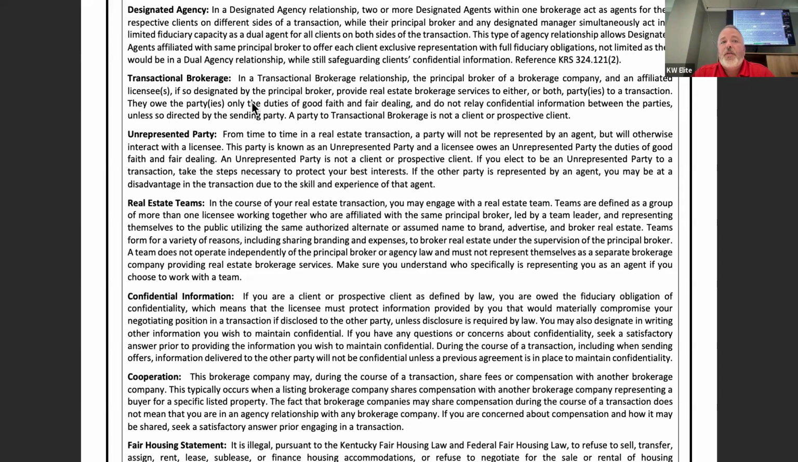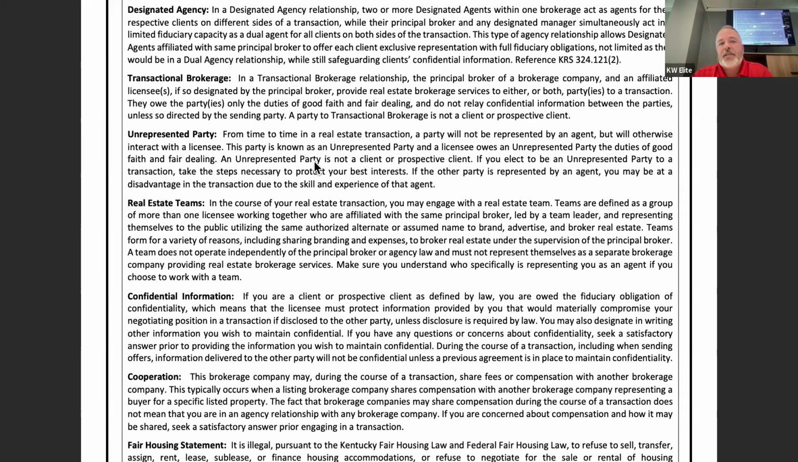Okay, so you do owe the parties duties of good faith and fair dealings, but you cannot relay confidential information between the parties. You are not allowed to disclose that in any way, shape, or form, no matter what type of agency it is. An unrepresented party is somebody who just isn't working with you at this point.